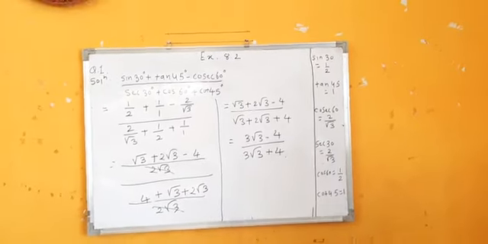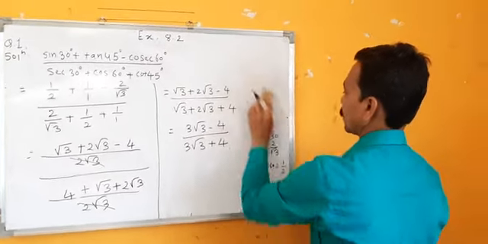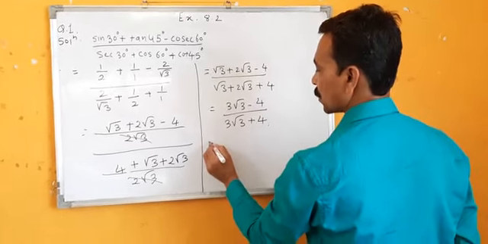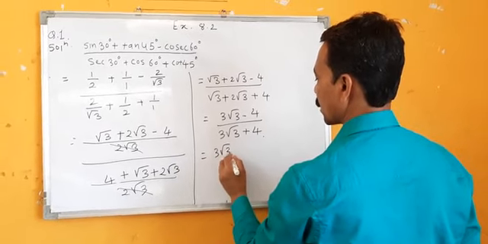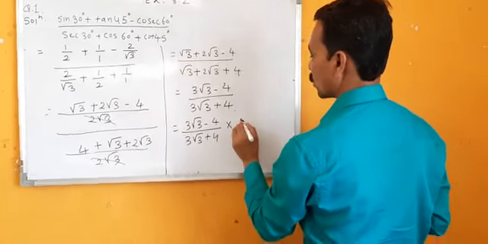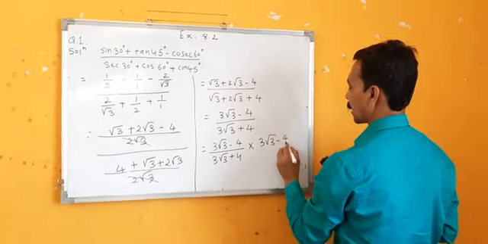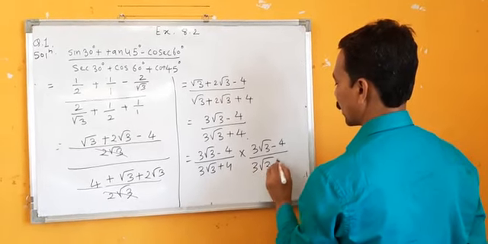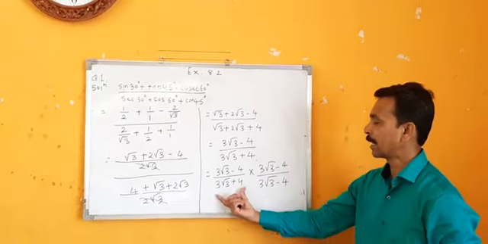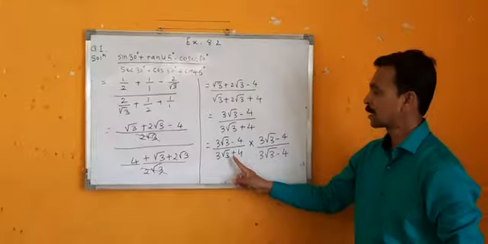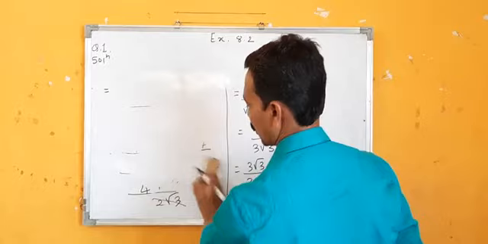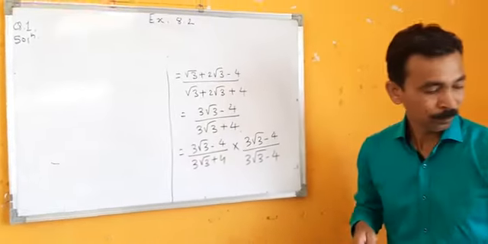Now, what will I do? I will rationalize it. So it becomes 3 root 3 minus 4 upon 3 root 3 plus 4 into 3 root 3 minus 4 upon 3 root 3 minus 4, because whenever we do rationalization, we take the conjugate of the denominator. Conjugate means the middle term changes. Now I'll solve here, because I don't have the place on the right hand side.